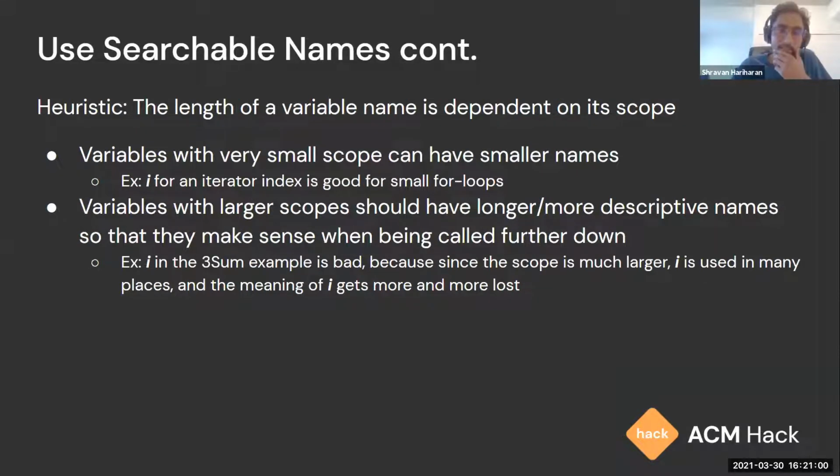So one heuristic to follow here, this is generally what I follow, and this is what Robert Martin explains in his book as well, is that the length of a variable is dependent on its scope. Okay, what does that mean? What this means is that variables with very small scope can have smaller names, while variables with larger scopes should have longer and more descriptive names, right?